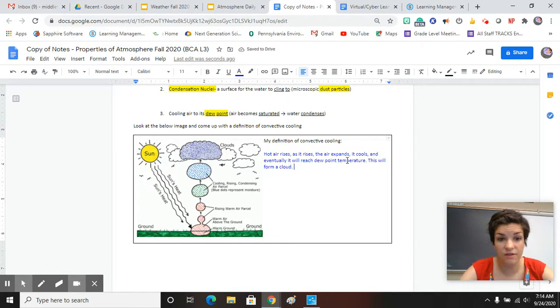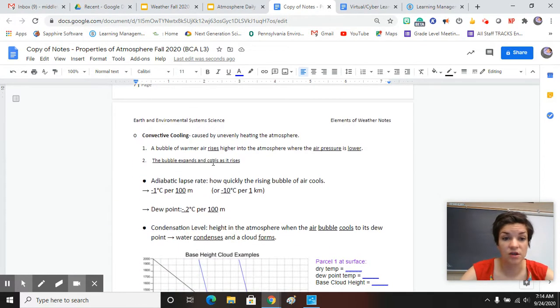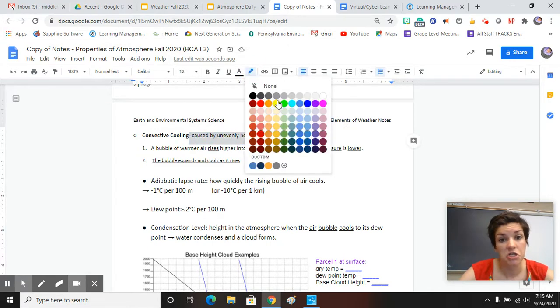All right, so it has all the things we are talking about: hot air rising, it expands, it cools, and at a certain point, it'll reach a level where it cools to its dew point. Convective cooling is caused by uneven heating of the atmosphere. Obviously, areas down at the equator are warmer than up at the top. So our Earth is unevenly heated. The Sun does not hit directly all over. Let's highlight that. That's important.